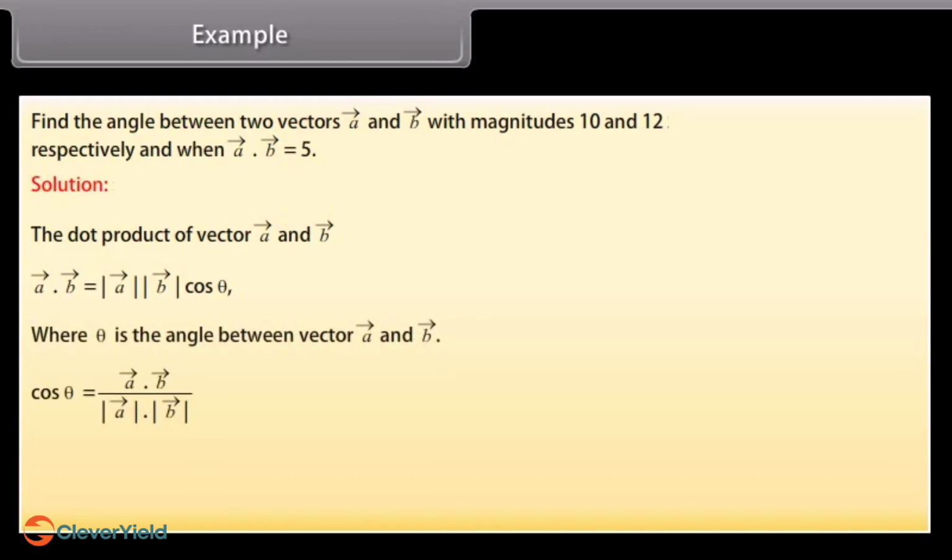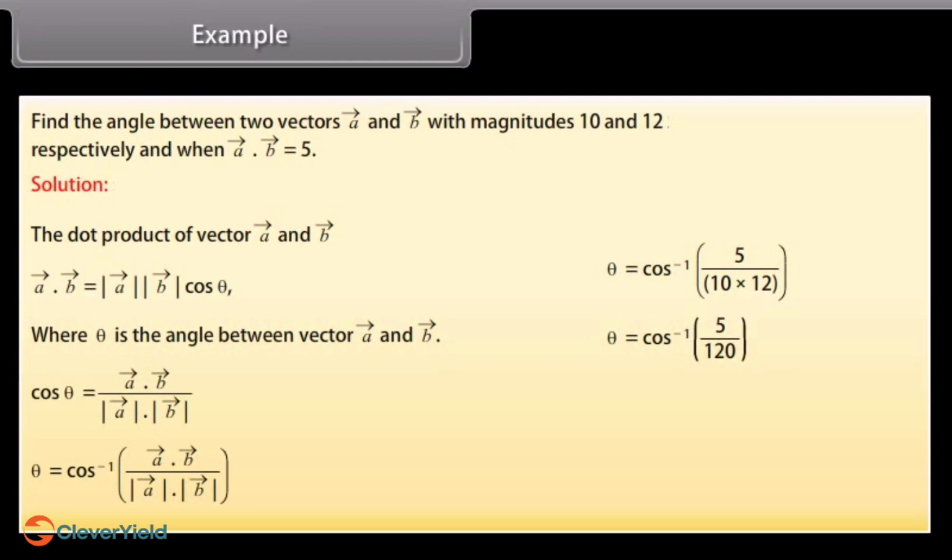Cos theta is equal to the dot product of vectors A and B divided by the magnitude of vector A times the magnitude of vector B. Theta equals cos inverse of the dot product of A and B divided by the product of the magnitudes. Theta equals cos inverse of 5 by 10 into 12. Theta equals cos inverse 5 by 120. Theta equals cos inverse 1 by 24. Theta equals cos inverse 0.04167. Theta is equal to 87.61 degrees.